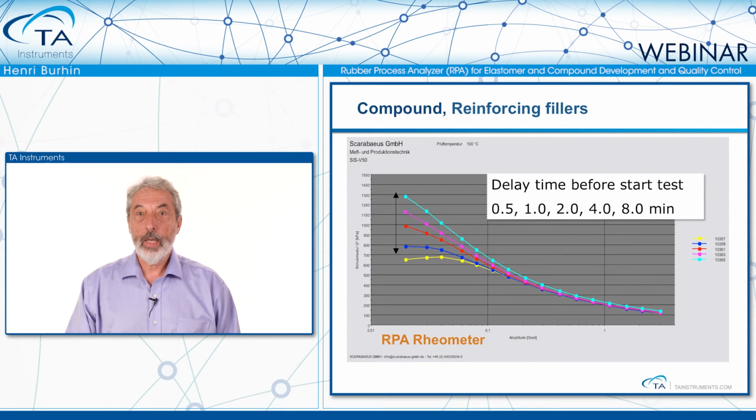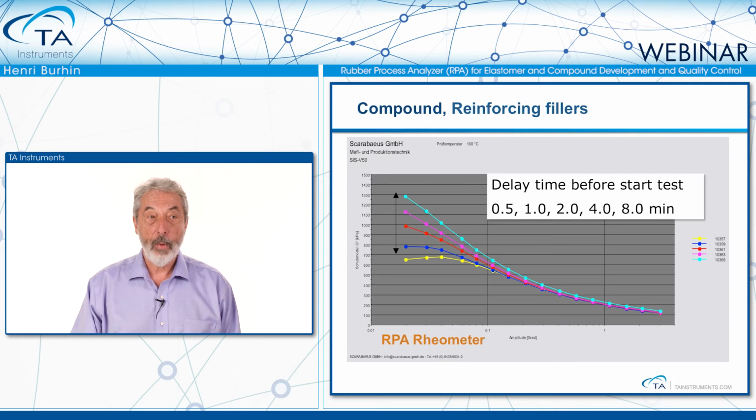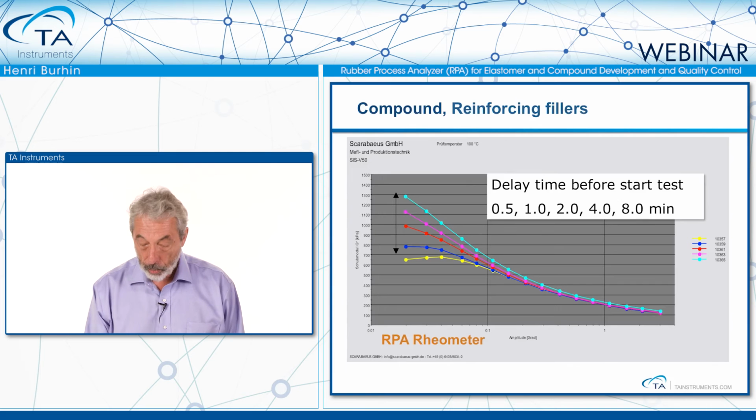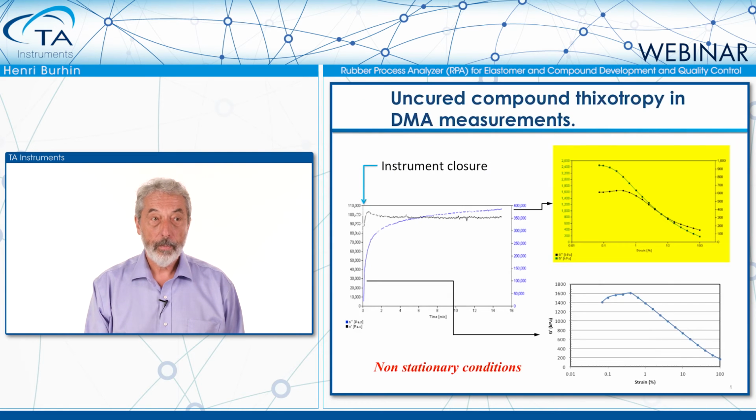Most people ignore that in an RPA or any test like this, when the machine is closing down, you are shearing the material. So you are changing the property of the material, but not for a long time. It's going to recover. So it is really important that you control the time you program before running a strain test. In this case, in the graph, we can see that a delay from 0.5 to 8 minutes gives a very large increase because we give more time for the filler structure to reform.